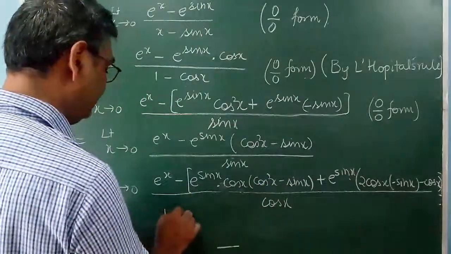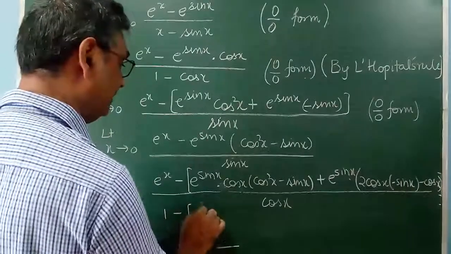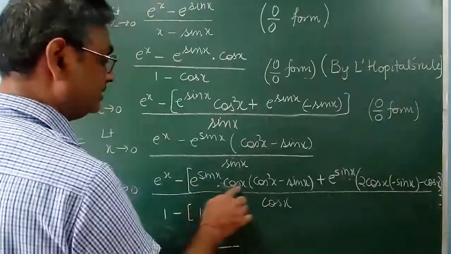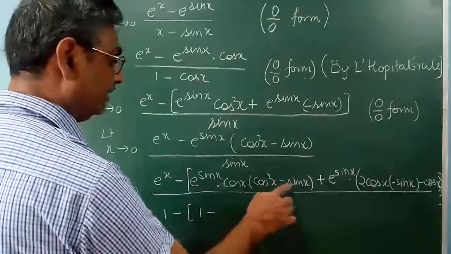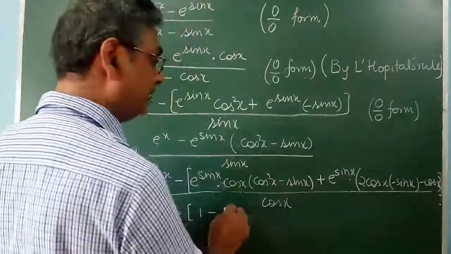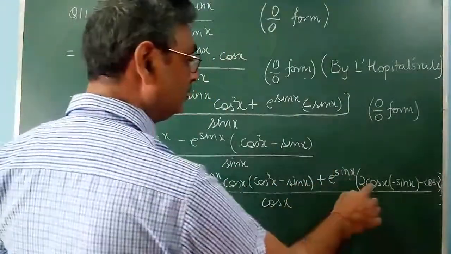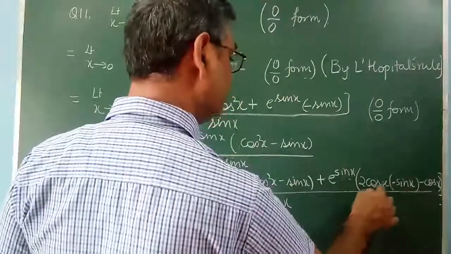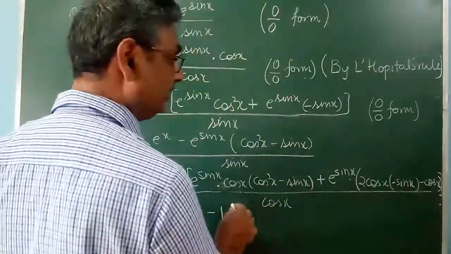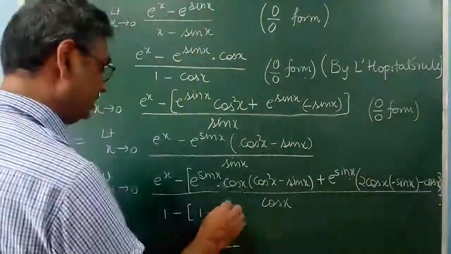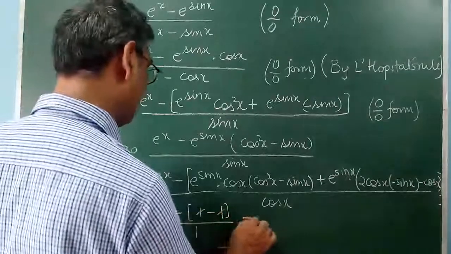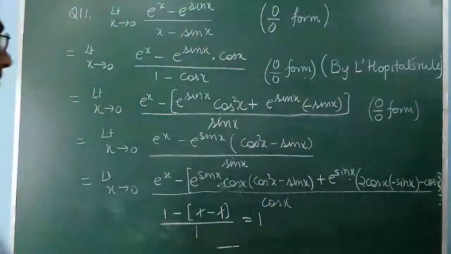So, here 1 minus, how much will it be? This is 1. So, 1 minus 0 means 1, e to power 0 is 1, 2 cos x sin x is 0, and here it will be minus 1. So, what will we be getting here? Minus 1 upon 1, this will be getting cancelled and the answer will be 1.